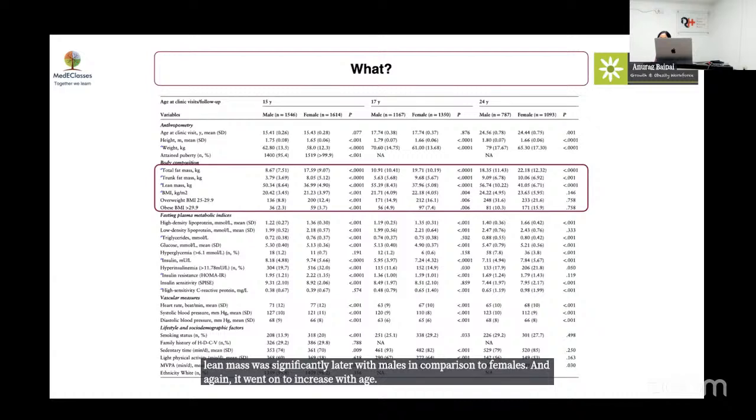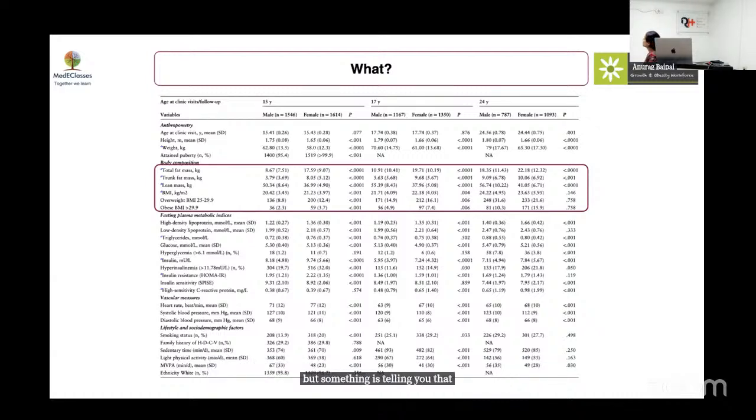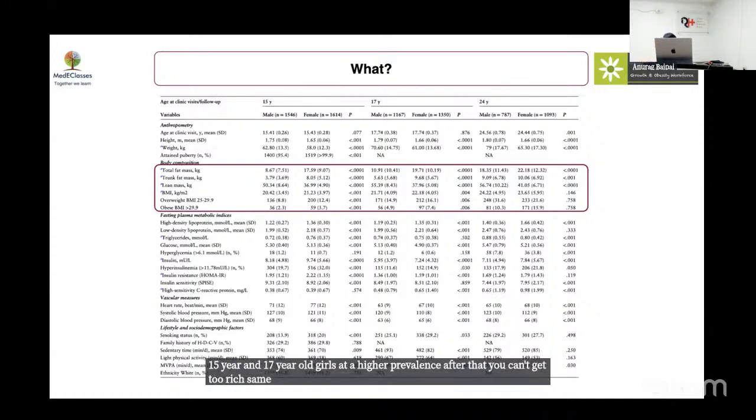But something is telling you that the girls were more adipose, besides this common physiological variation, which is that the BMI was higher, the chances of having obesity was higher, especially in the younger age group. 15-year and 17-year girls had a higher prevalence. After that, it tended to be same. Yes. Carry on.